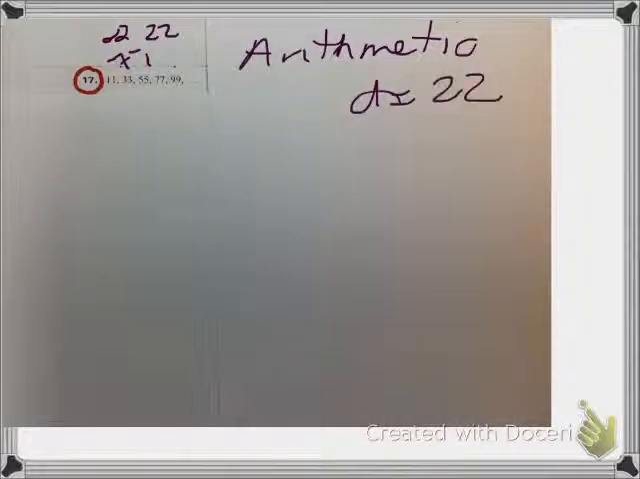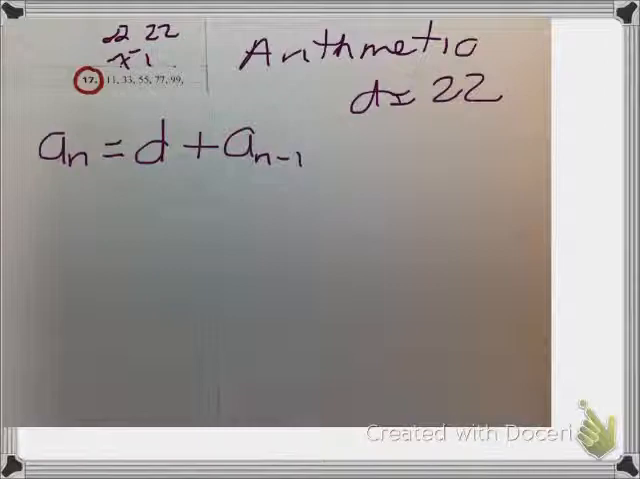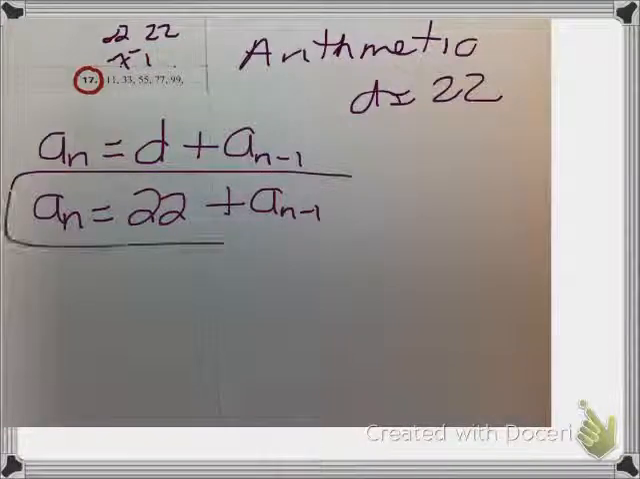Now, do you remember the formula? Yes. A sub n equals A sub 1 plus n minus 1 times d. It's a new formula, what we learned yesterday. This is your recursive for arithmetic. But you can write it like A sub n equals, flipping the d and the A sub n minus 1. So your A sub n equals, well, what's my d? 22 plus A sub n minus 1. This is all it's asking you to do.